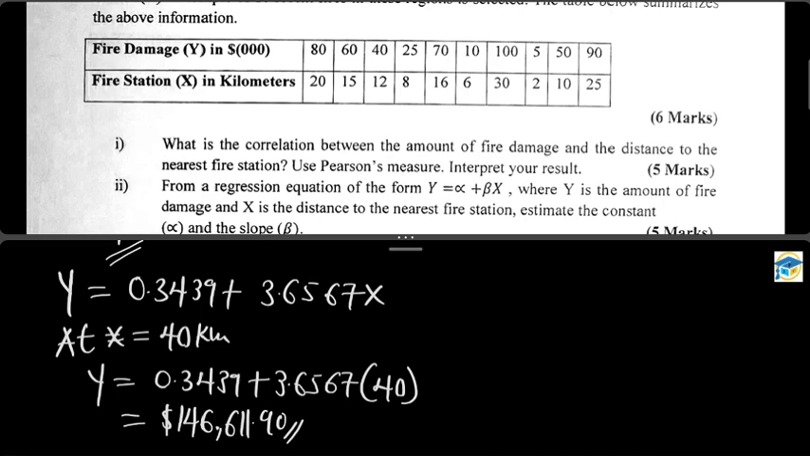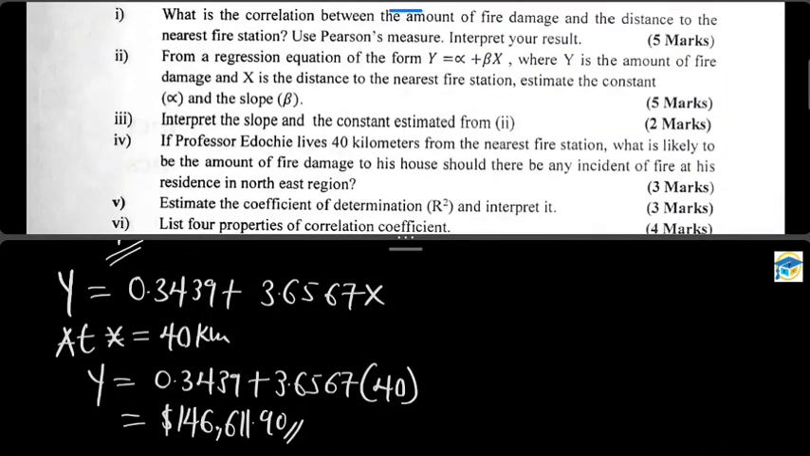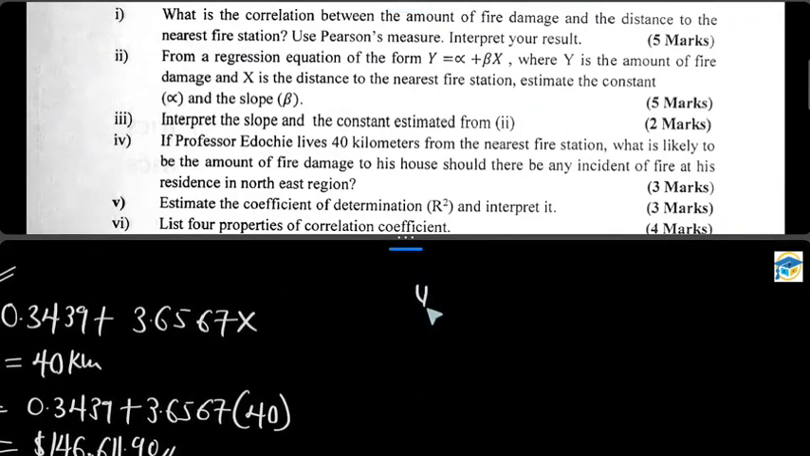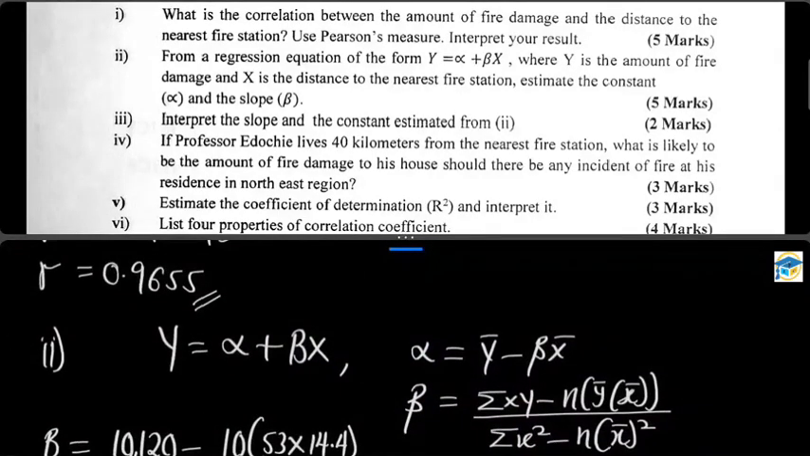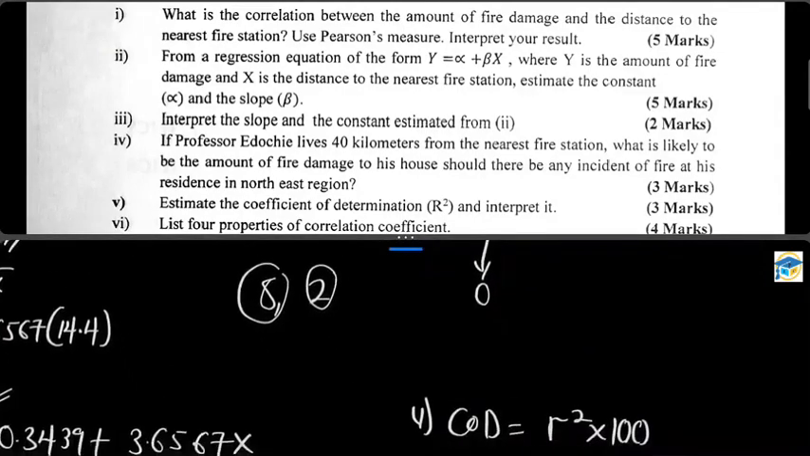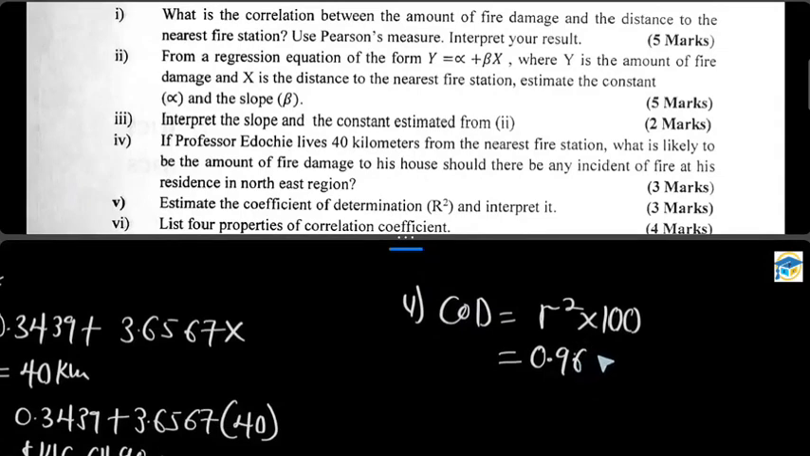So let's take note of that, and then let's move on to V. We are asked to estimate the coefficient of determination, that is R square, and interpret it. So we know the coefficient of determination is basically your R square, and then multiply by 100%. So we know from our coefficient of correlation we had a figure of 0.9655. So 0.9655 all squared, and then multiply by 100. Don't worry yourself, just use your calculator and we are good to go.